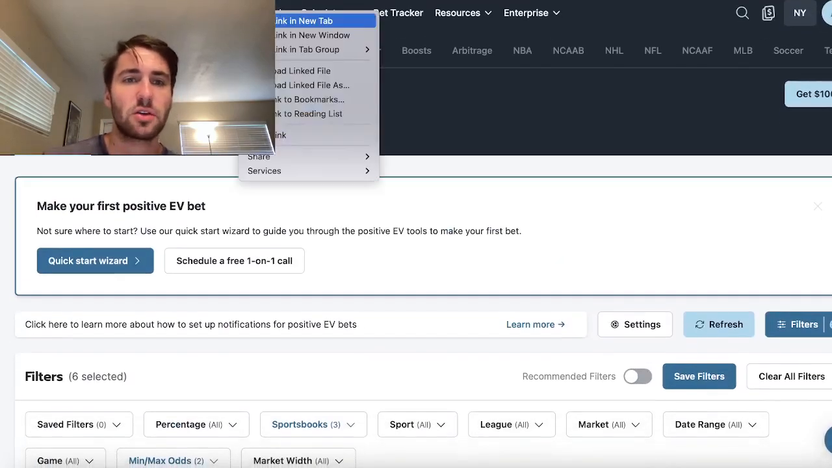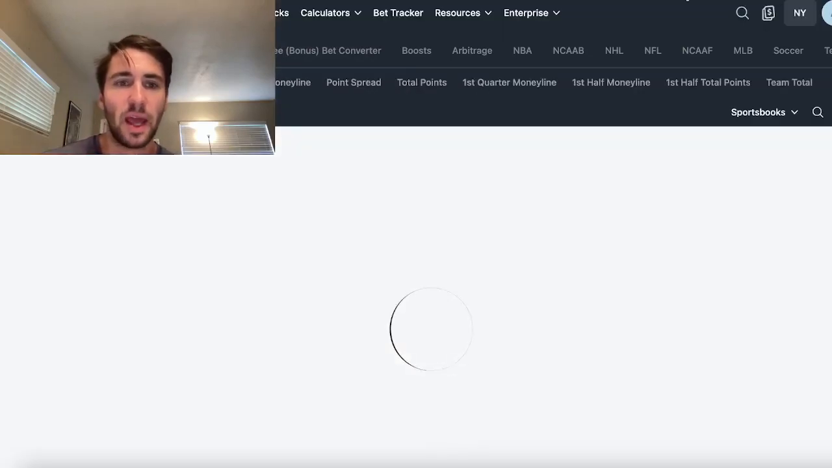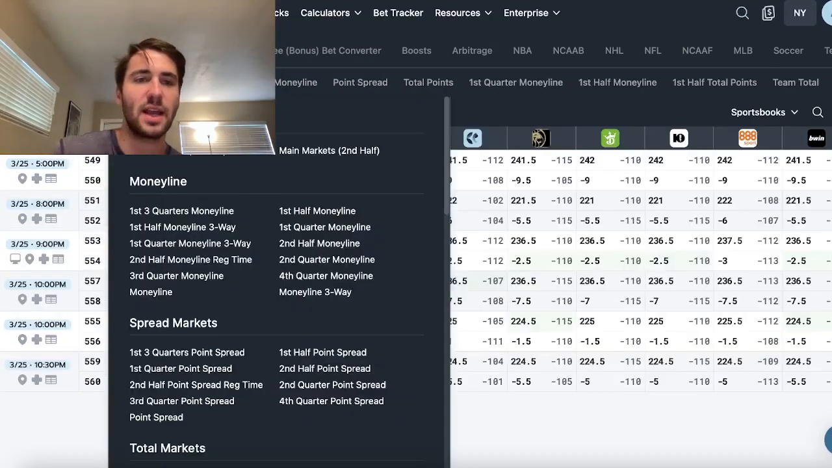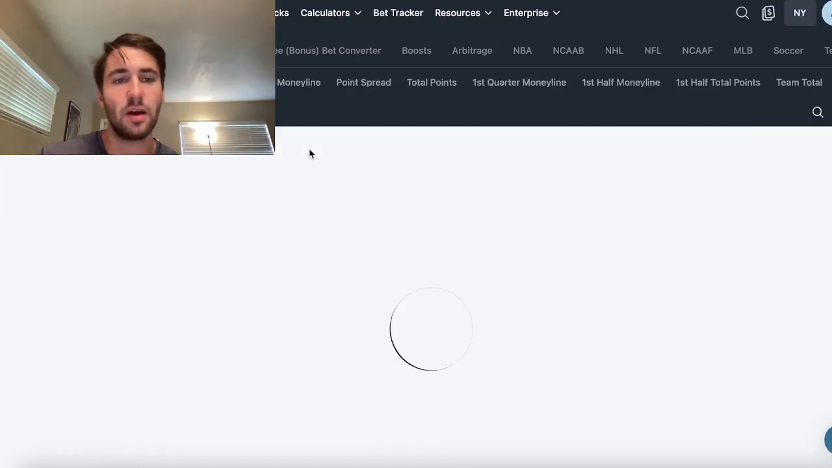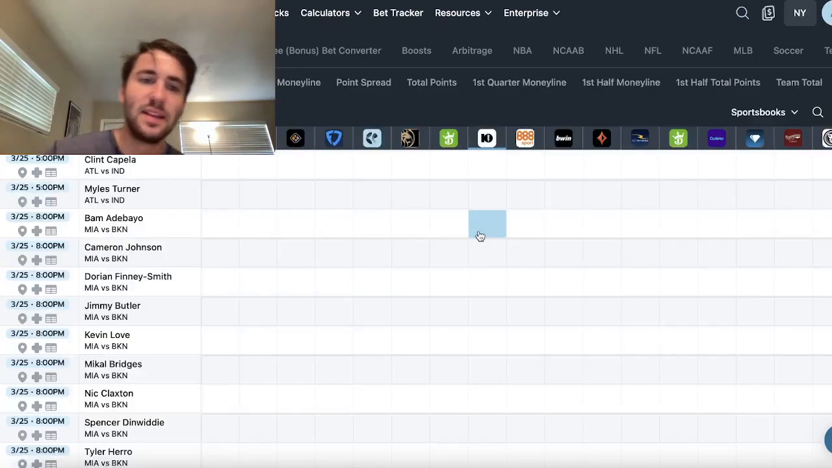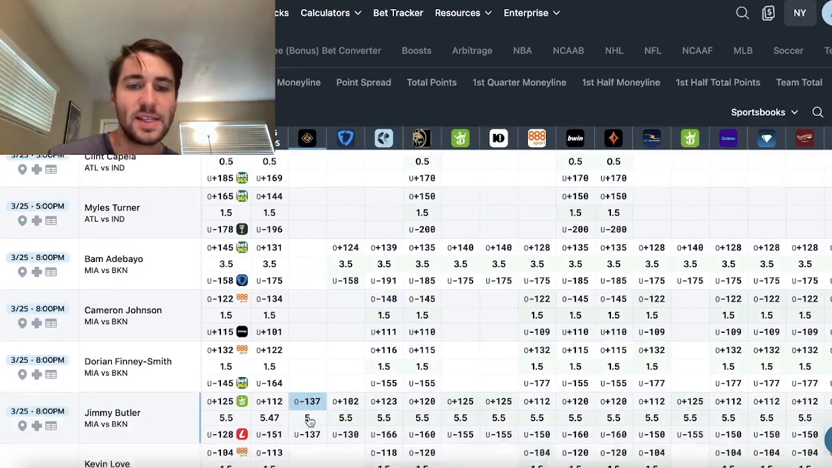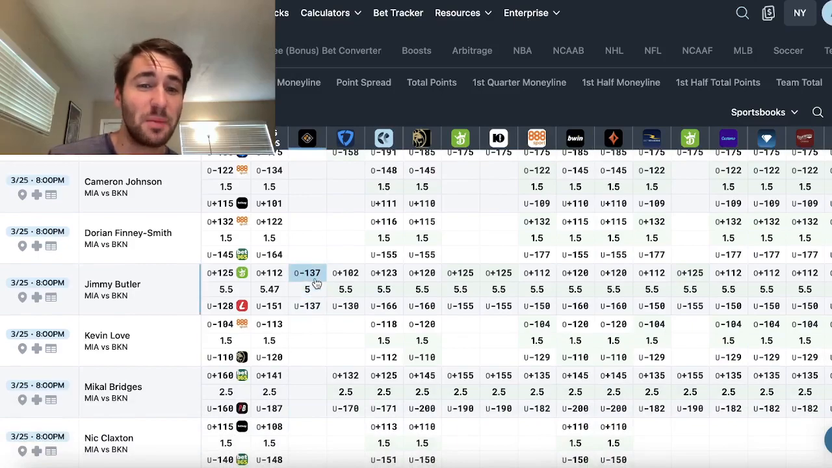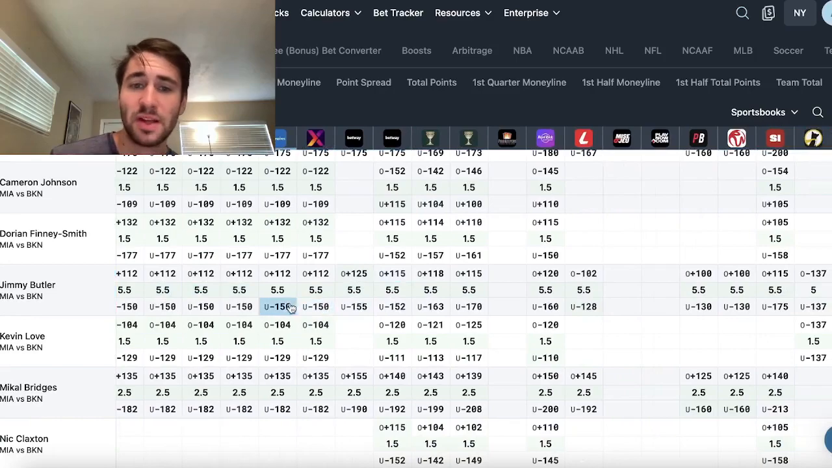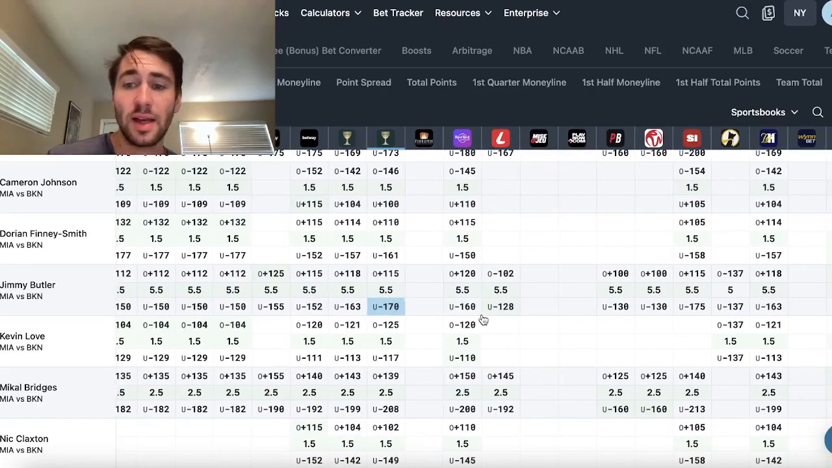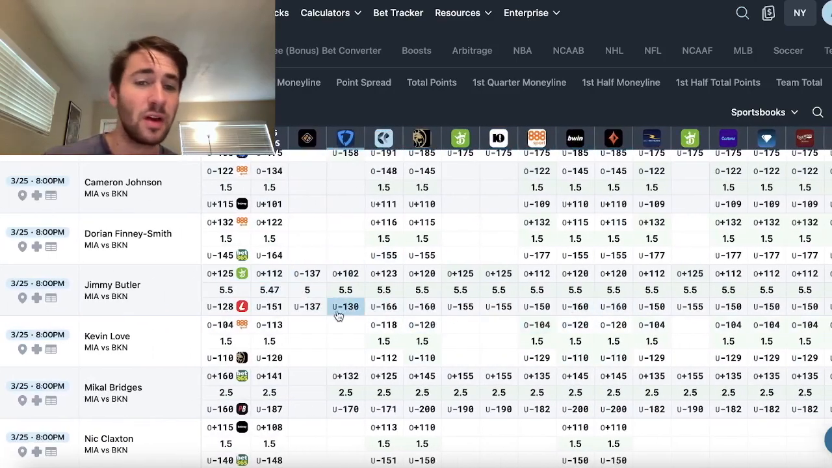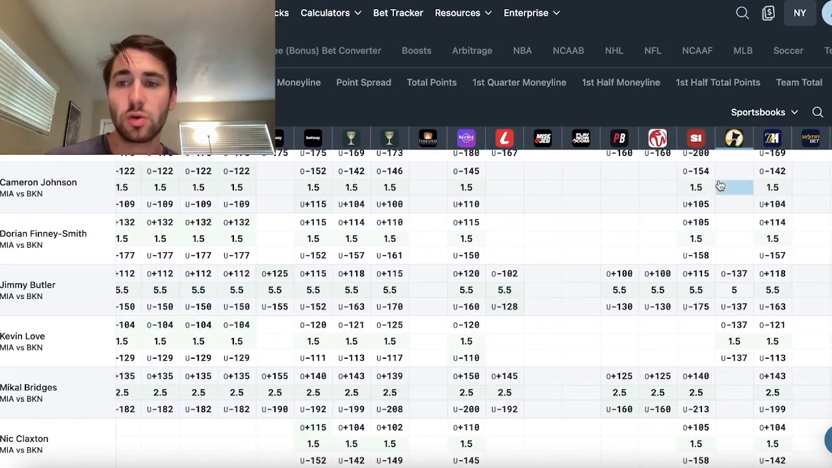What's cool about the screen is, I'll open it up again, if I go to NBA, let's say, player assists, I can see the entire market, right? So I can see here, PrizePicks has Jimmy Butler's line at 5, sportsbooks have it at 5.5, but all the sportsbooks have the under 5.5 assists for Butler heavily favored, so there's no play to make. But long story short, that's the way I'm using this screen.